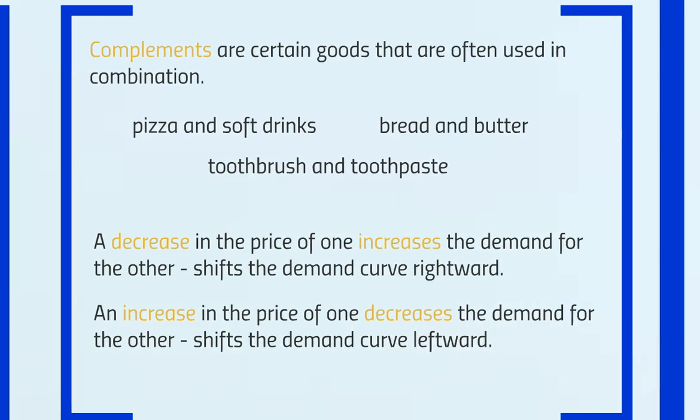Complements are certain goods that are often used in combination. Pizza and soft drinks, bread and butter, toothbrush and toothpaste. So things complement each other. They're sort of connected in a way. So a decrease in the price of one increases demand for the other, shifts the demand curve rightward. An increase in the price of one decreases the demand for the other. It shifts the demand curve leftward.